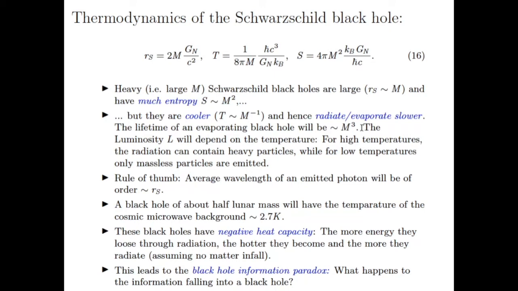Calculating the exact lifetime is a bit complicated because the luminosity will depend on the temperature. For very low temperatures, the only kind of particles that can be radiated are massless particles like photons and gravitons, because the average energy of a quanta of Hawking radiation will be very, very low because of the low temperature. If the temperature is high enough, such that the average energy of a radiation quantum exceeds, let's say, the mass of an electron, then electrons can show up in the Hawking radiation.